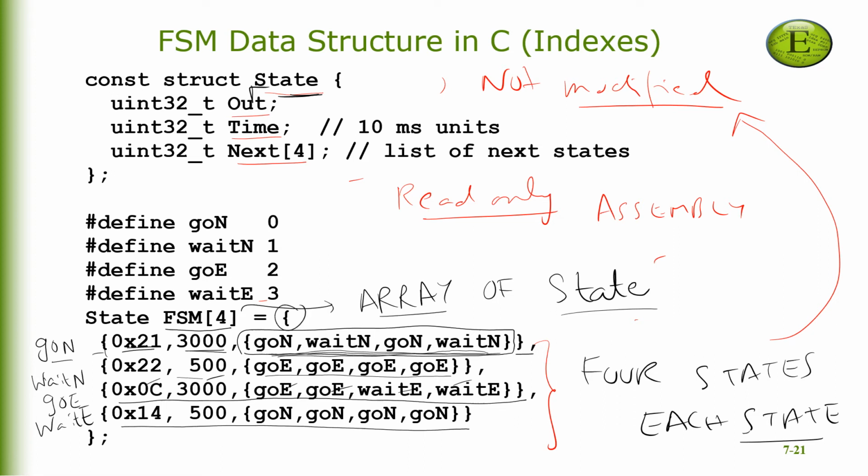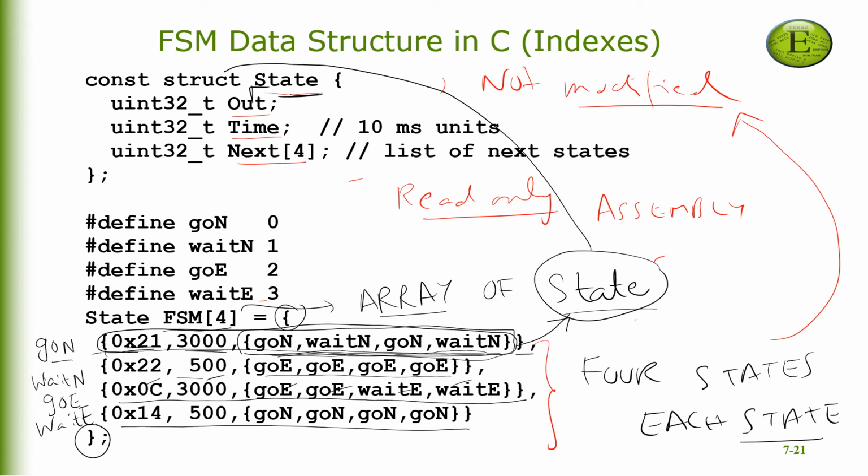The important thing to note is that this outer bracket corresponds to the array called FSM, and then each element is a state. Each element of this array is a state, and a state is a struct of type struct, and we specify their values out, time, and next in parentheses. This is the important thing to understand, that both the array and the values of the attributes of the struct are defined inside the parentheses.